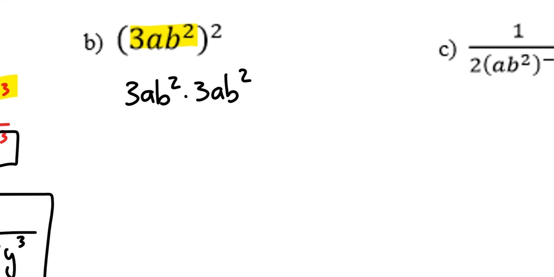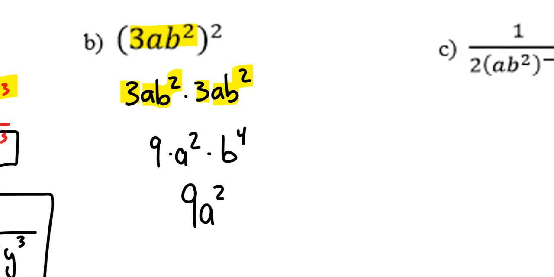Well, I can now, of course, multiply the 3 times 3. When I do that, I get the number 9. I can also multiply a times a, and a times a would give me the a squared. And then finally, you can see that there is a b squared and a b squared. And when I multiply those out, b squared times b squared would be b to the 4th power. So I just write this all together as 9a squared b raised to the 4th power.